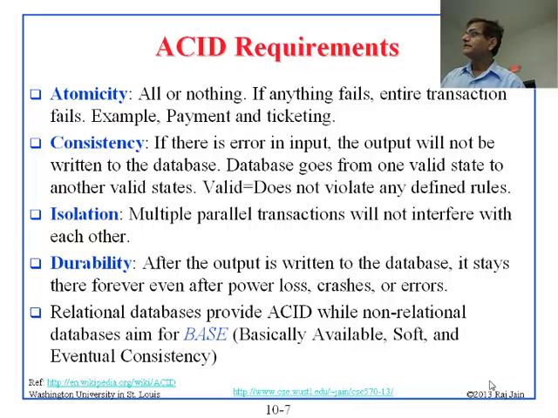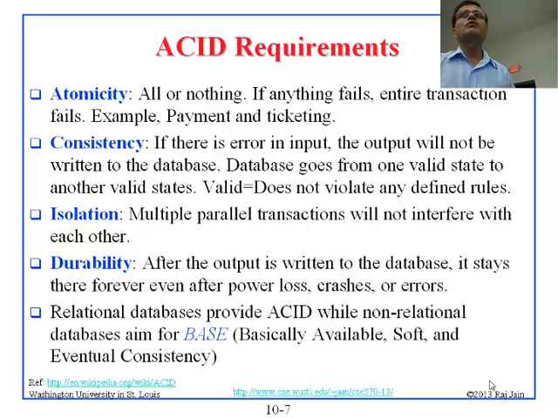Durability. Once it is done, it is done forever. So if the output is written in the database, it stays there forever, even after power loss, crashes, and errors. So you bought the ticket. Now if you go to the theater and they say, sorry, the machine crashed and we lost the whole thing, you would not be very happy. So you want that to be there forever. So those are the four things: ACID, atomicity, consistency, isolation, durability.